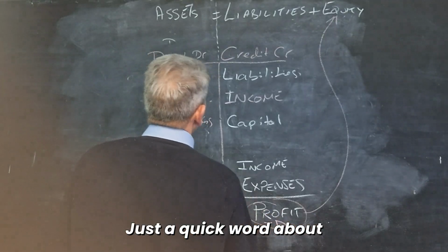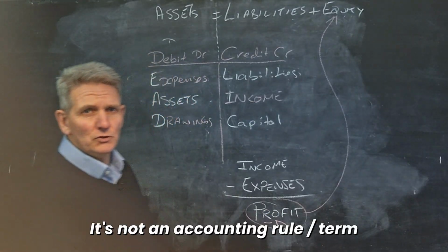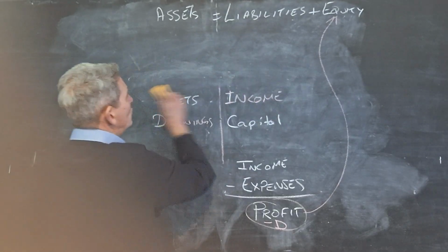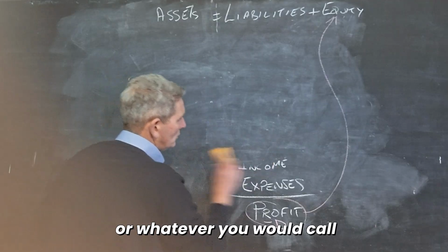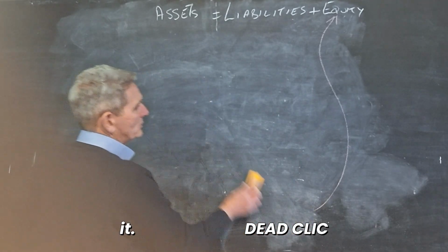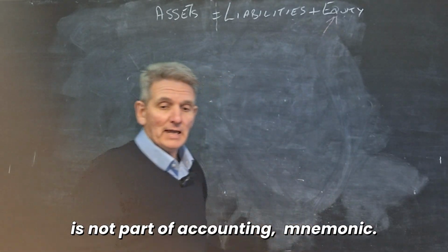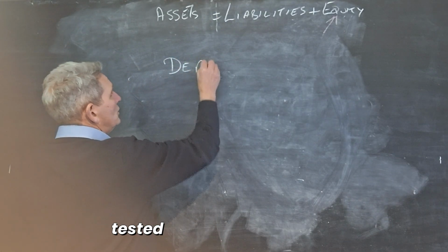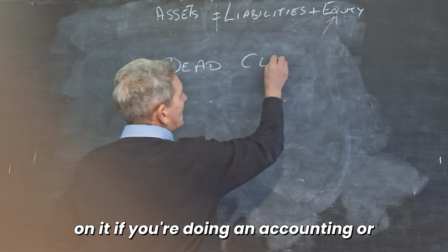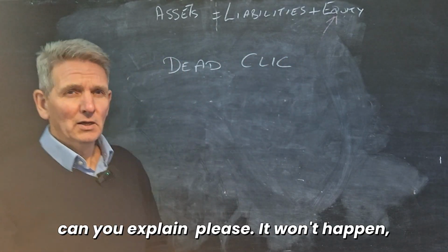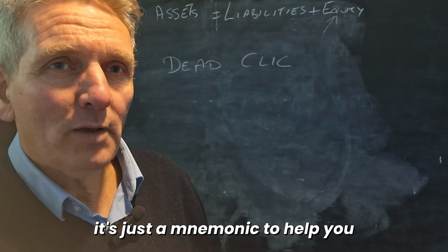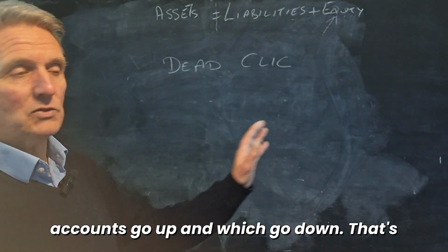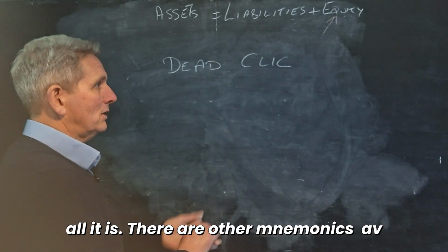Just a quick word about DEAD CLIC. It's not an accounting rule, term, or whatever you want to call it. DEAD CLIC is not part of accounting. DEAD CLIC is a mnemonic. That's all it is. You'll never get tested on it if you're doing an accounting or a bookkeeping exam. They won't say, can you explain DEAD CLIC, please? It won't happen. It's just a mnemonic to help you understand on which side of the T accounts go up and which go down. That's all it is.